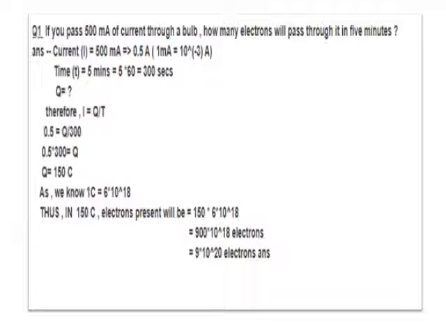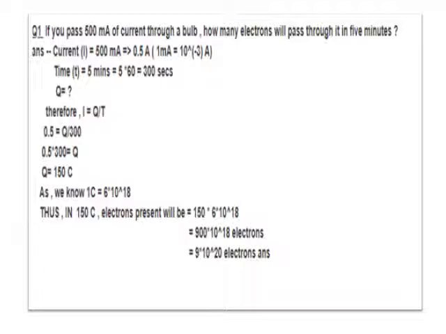So you can first calculate the charge Q. Q is equal to IT. So you know I, you know T. So 0.5 multiplied by 300. So you get 150 coulombs. So the total charge flowing in the circuit is 150 coulombs. But you are asked to find the number of electrons passing through the circuit. See how many electrons will pass.